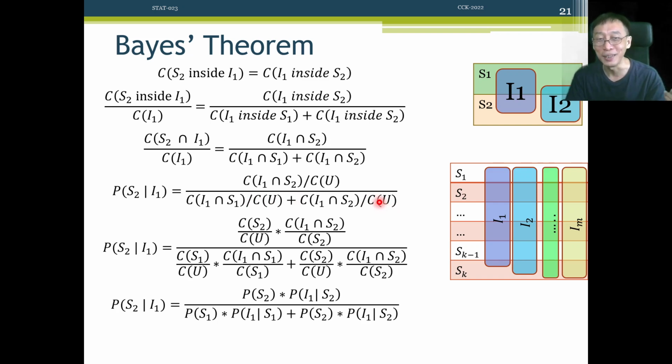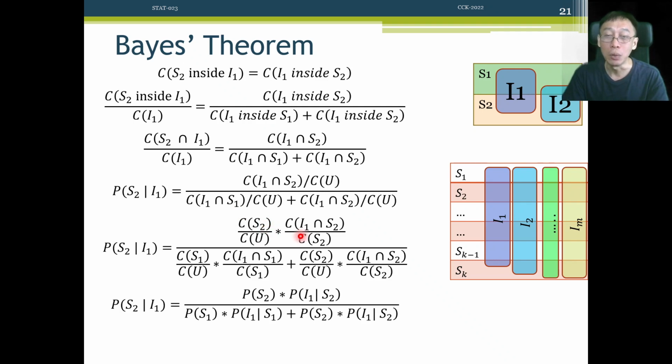But then, what is interesting now is that I can multiply and divide by count of S2. Why would I want to do that? When I multiply and divide by count of S2, it's because there's an S2 component here. And you know how I'm trying to drive it towards, right? If I have a denominator that is count of S2, then this term is going to look like the conditional probability of I1 occurring given S2 has occurred. Can you see that? And because of the universal set here, we can change this fraction into probability of S2. And that's the prior probability.